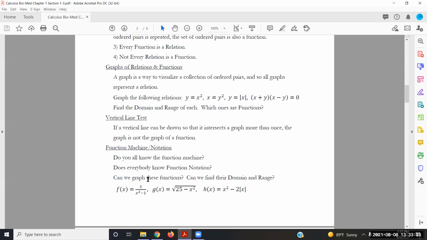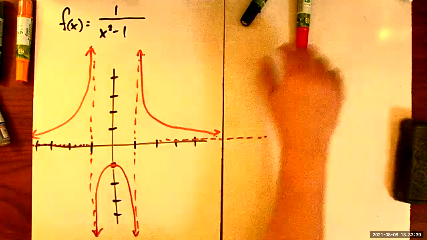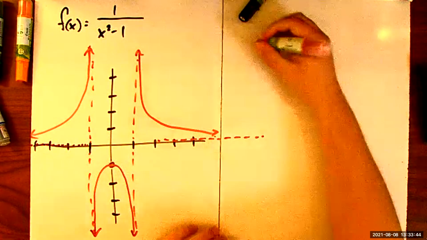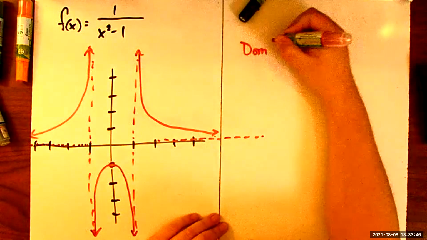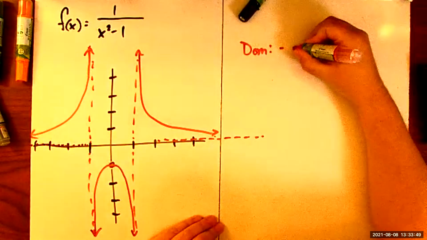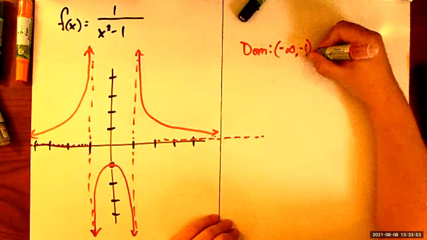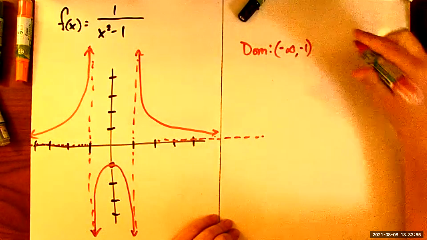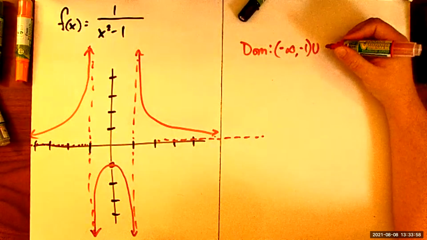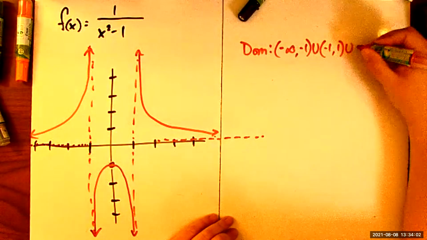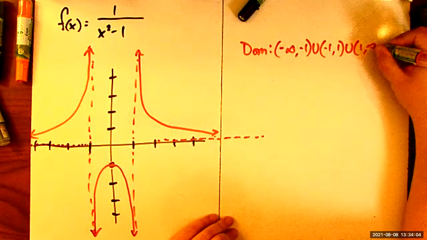Can we graph these functions? Can we find their domain and range? We absolutely can. Thinking of the equation that I did here, the domain for this one is going to be kind of interesting because the domain of this function is going to be everything from negative infinity out to -1, not including -1, in union with everything from -1 to +1, in union with everything from 1 to infinity.